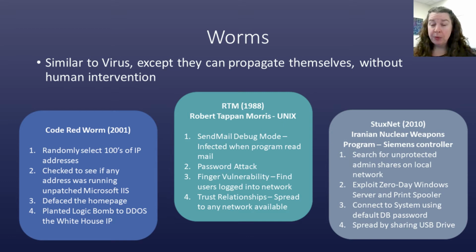And probably one of the most popular ones is the Stuxnet, which was the one that attacked the Iranian nuclear weapon program in 2010. It would search for unprotected admin shares. So on a local network, as you know, you can log in and say, I want to attach to this admin network or this network here. We're looking for admin shares there. And then we were able to take advantage of a zero-day attack on the Windows Server or the print spoolers to be able to connect to the system for people that had the default database password.